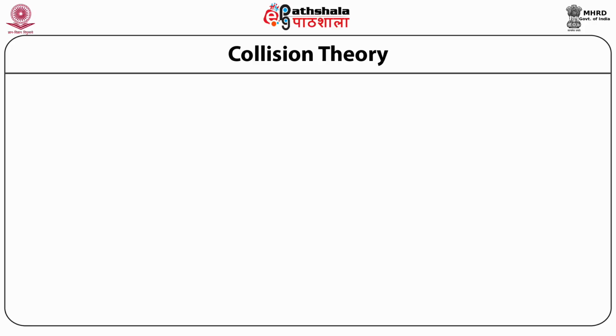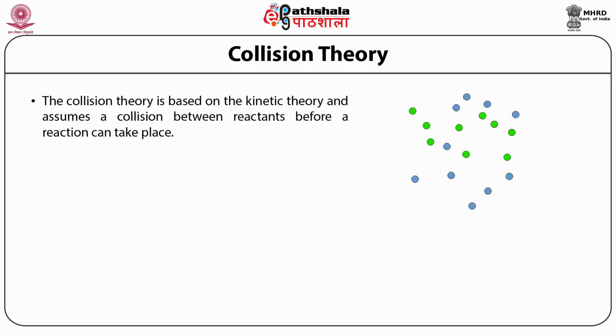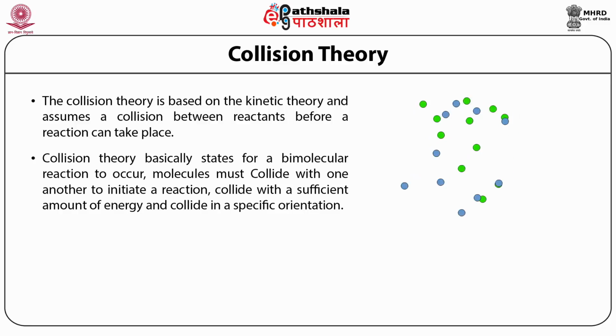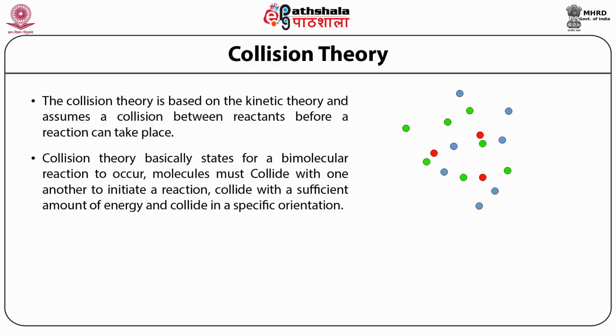The first theory is collision theory. Collision theory is based on kinetic theory and assumes a collision between reactants before a reaction can take place. So collision theory basically states that for a bimolecular reaction to occur, molecules must collide with one another to initiate the reaction, collide with a sufficient amount of energy, and collide in a proper orientation. So the important thing is collision with sufficient energy and proper orientation.